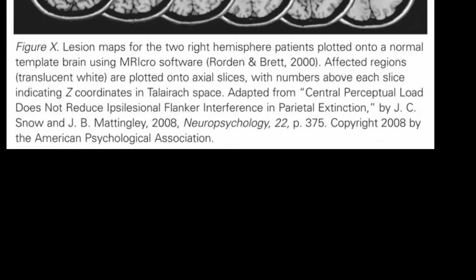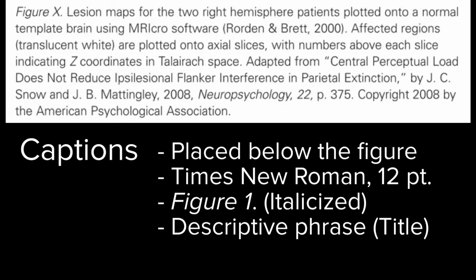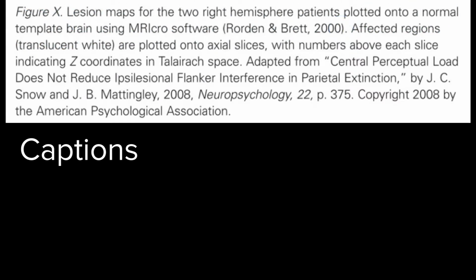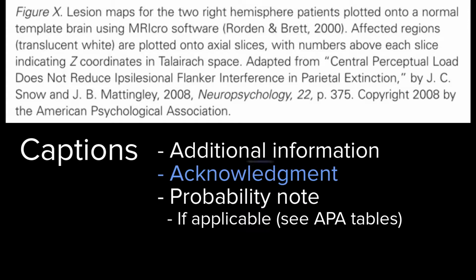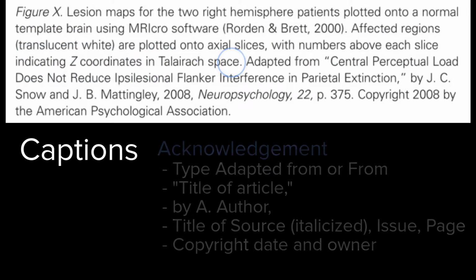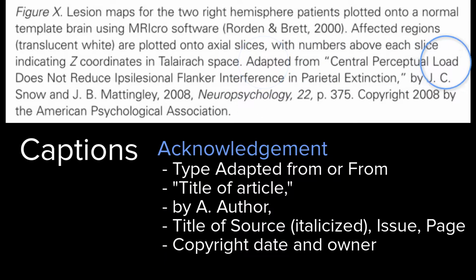Now, captions are a brief explanation numbered and placed below the figure. We'll use Times New Roman for APA. Italicize the word figure, the number, and a period after. Then add a descriptive phrase which will also serve as the title of the figure. Additional explanatory information may be added after the title. Add the acknowledgement and maybe probability. An acknowledgement is like a bibliographic reference, but formatted a little differently.